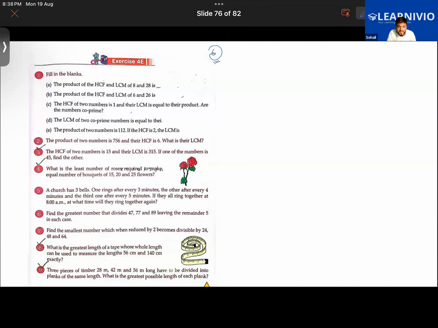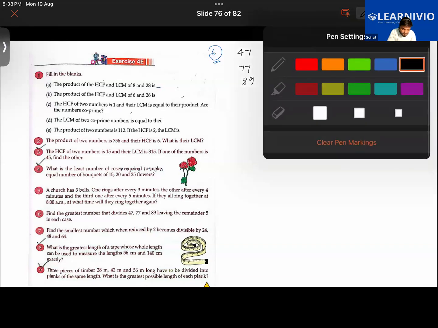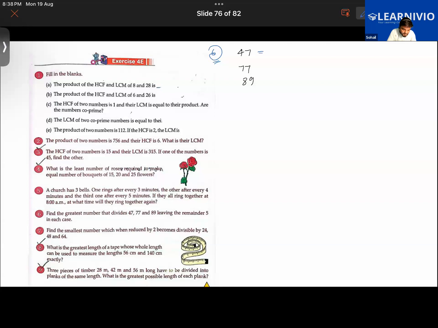It says: find the greatest number that divides 47, 77, and 89, and it should leave the remainder 5 in each case. That is what the question is saying. So the numbers given are 47, 77, and 89. Let us subtract 5 from all of them. Thereby the numbers you get are 42, 72, and 84.